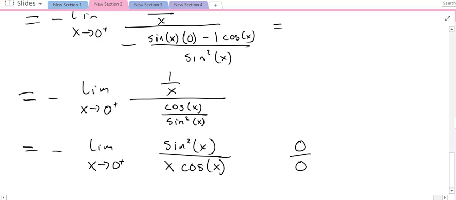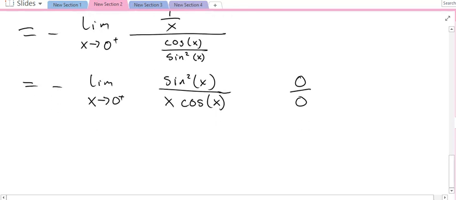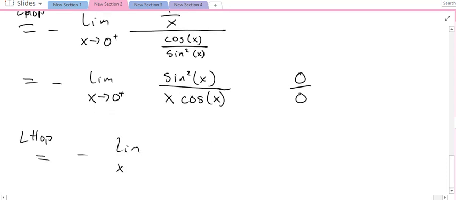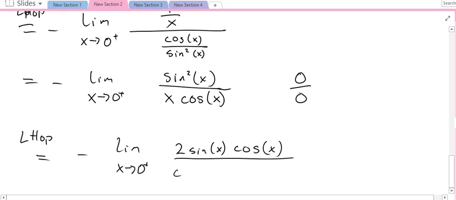So we're going to have to do a little bit more work again. We'll use L'Hopital's rule again. The derivative of the top, we'll use the chain rule, so we'll have 2 sine of x times cosine of x. And on the bottom, we'll get cosine of x when we use the product rule, and then minus x times the sine of x.